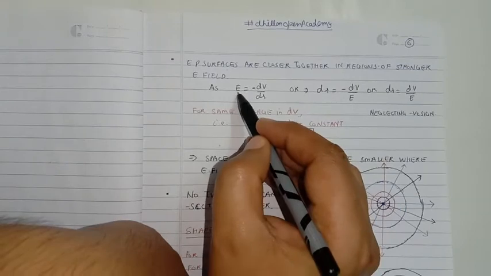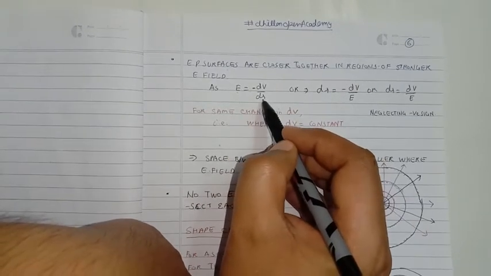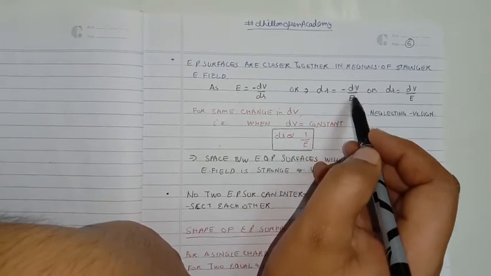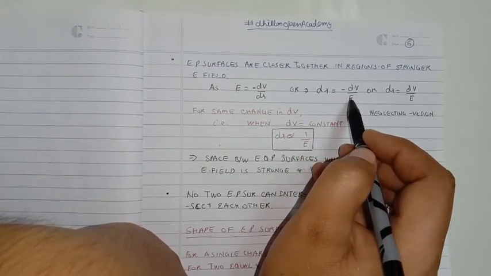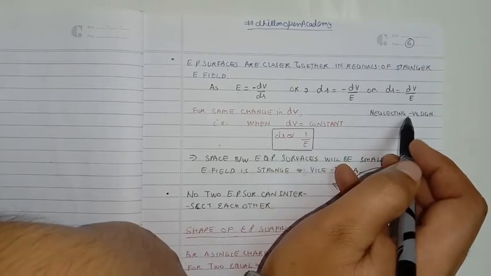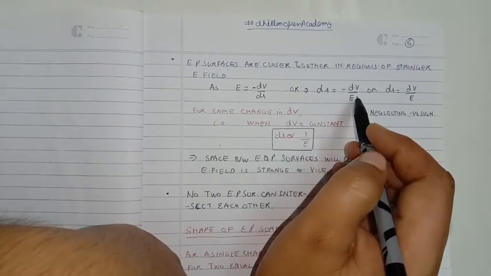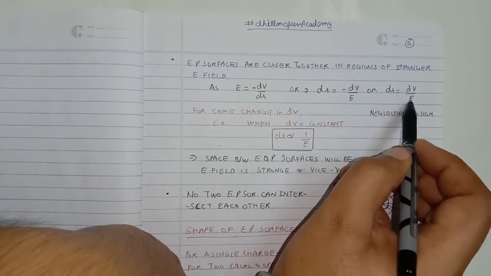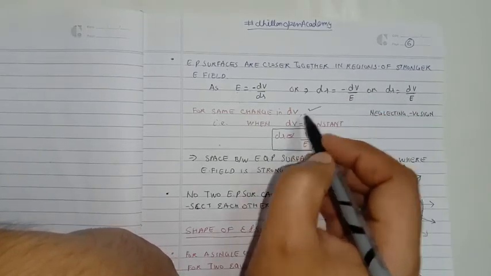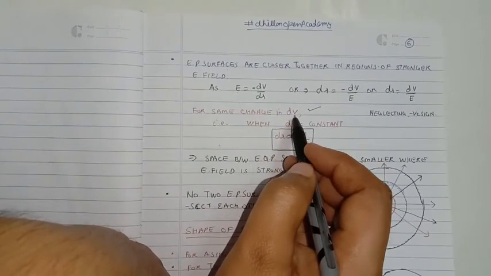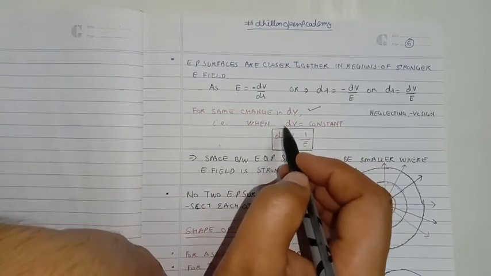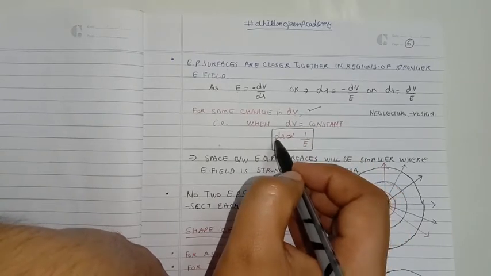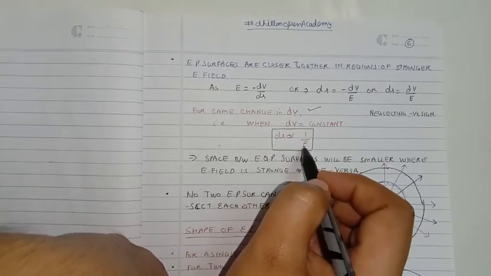We know that E is equal to minus dV over dr, or we can write dr is equal to minus dV over E, or neglecting the negative sign because it is just indicating the direction relation between E and dV, we can write dr equal to dV over E. So if we want the same change in potential difference, that is when dV is constant, we get dr is inversely proportional to the strength of the electric field.